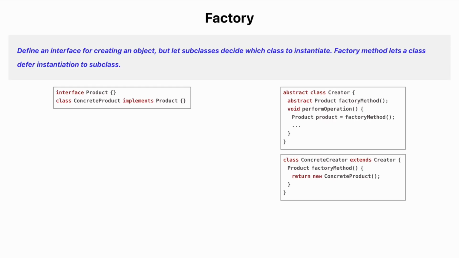Factory method defines an interface for creating an object but lets subclasses decide which class to instantiate. Factory method lets a class defer instantiation to subclass. Here the subclass concrete creator actually instantiates a specific concrete product which will be used in the operation. Inside perform operation we refer to the interface product which defines the operation common for all concrete products.